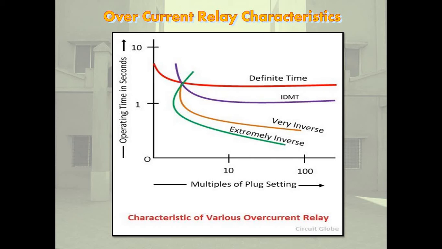Okay. IDMT means inverse definite minimum time relay. In it, the time of operation of the relay is inversely proportional to current near the pickup value, and for values a little after that. If current increases more than that, the time of operation becomes constant. Okay, this time is higher compared to this.